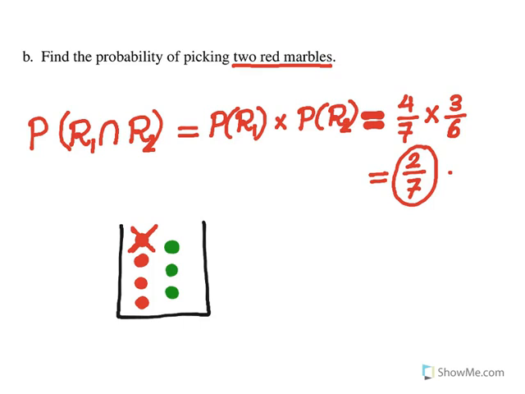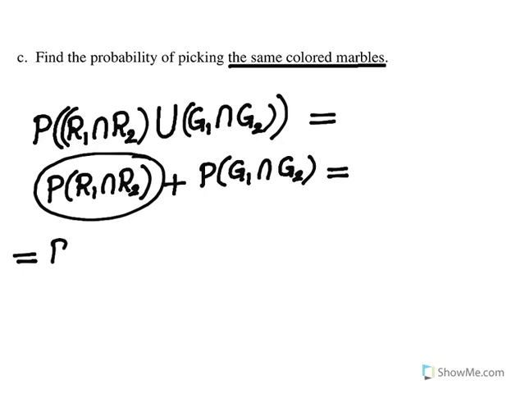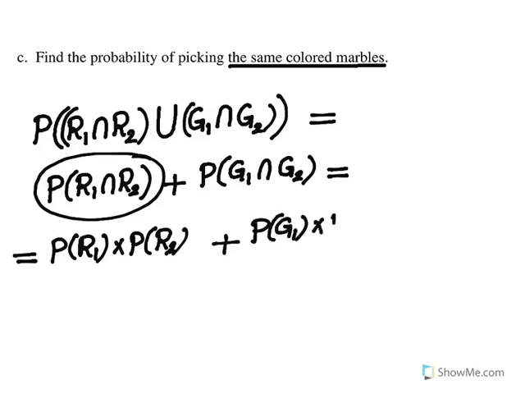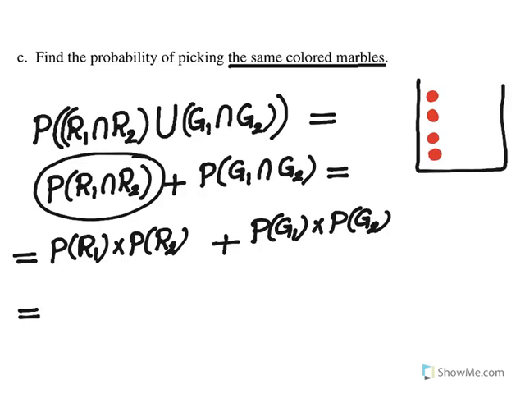If you look back, we got it and it was multiply, of course, the probability. So this would be the probability of red on the first times the probability of red on the second, plus probability of green on the first times probability of green on the second. And this is equal to, let me draw the box again so that you see it easier. So it has 4 red and 3 green.